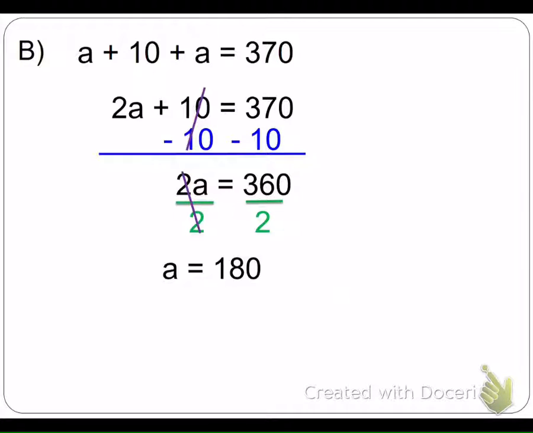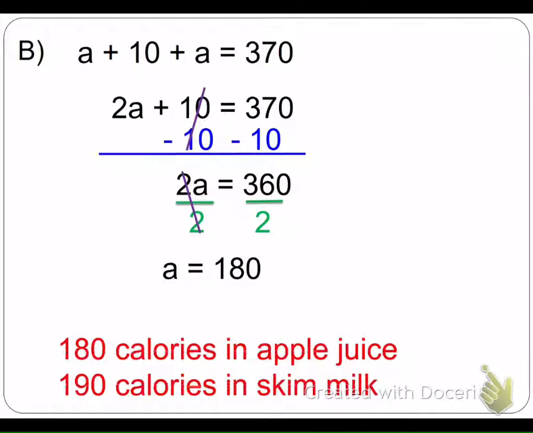But don't you gotta add 10 for skim? Yes, so this represents the number of calories in 1 cup of apple juice. That's where I put my variable. But the question asked me to find the number of calories in both. So to find the skim milk, you simply add 10. So 180 calories for apple juice, 190 for skim milk.